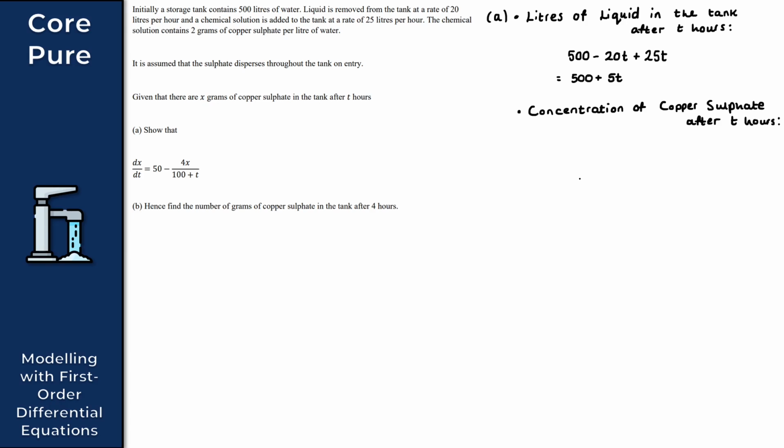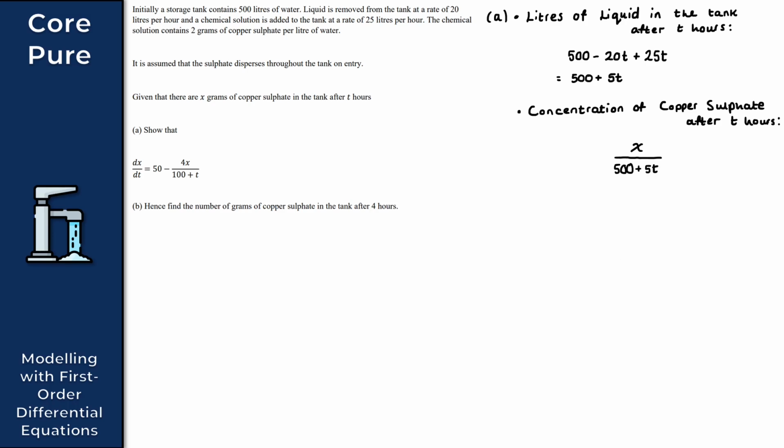So for the concentration of copper sulfate after T hours, this would be given by X grams of copper sulfate in the tank after T hours, divided by the litres of liquid in the tank after T hours. So altogether, what I've got here is X all over 500 plus 5T. So 500 plus 5T. Okay.